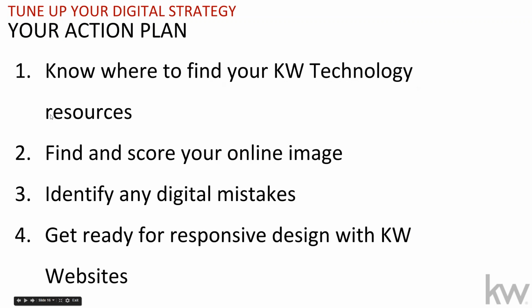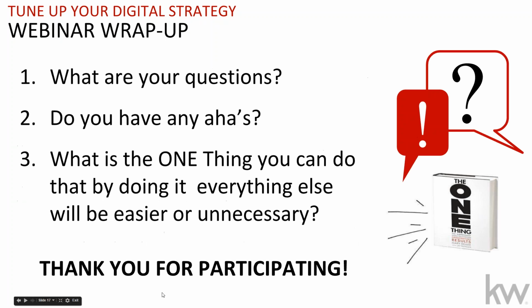That includes training. Next, find and score your online image. Scoring is entirely up to you. You can grade yourself on a curve if you need to. That's perfectly fine. But give yourself a rating on a 1 to 5 or 1 to 10 scale, where 1 is bad and 10 is the best, and see what you think after our discussion. Then identify any digital mistakes, and of course remove or replace any that are necessary. And next is to get ready for responsive design with KW websites, because we're looking forward to you all getting ready for that. We should see those in the next few weeks.